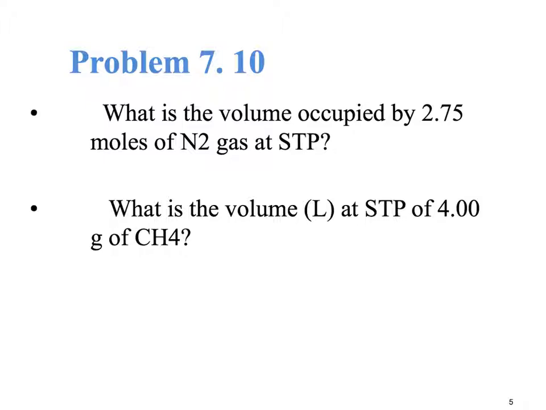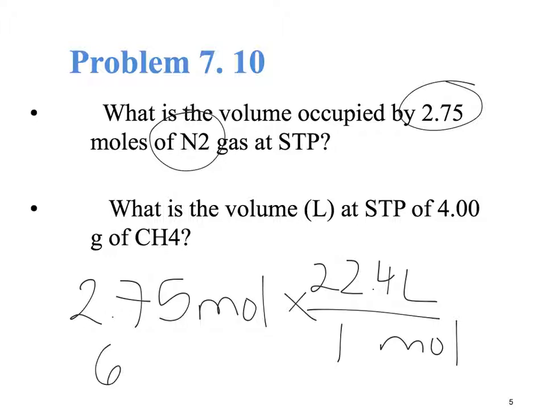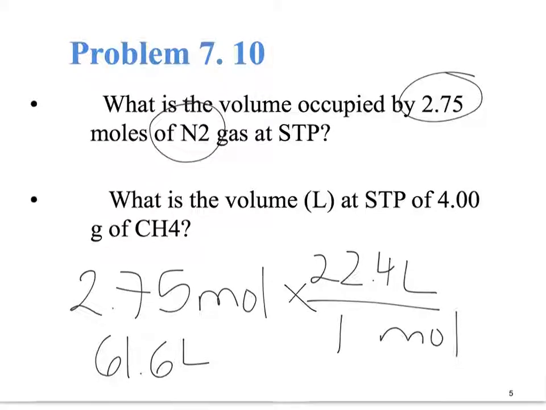What is the volume that 2.75 moles of nitrogen occupy at STP? So we have 2.75 mole at STP, so we could put mole here, so it will cancel out, and liters here. 1 mole, 22.4 liters. We do the calculations, and the answer is 61.6 liters. Let's do the other problem.